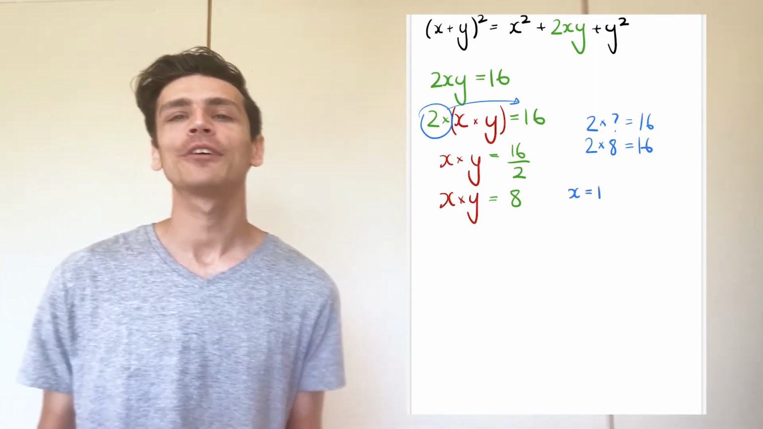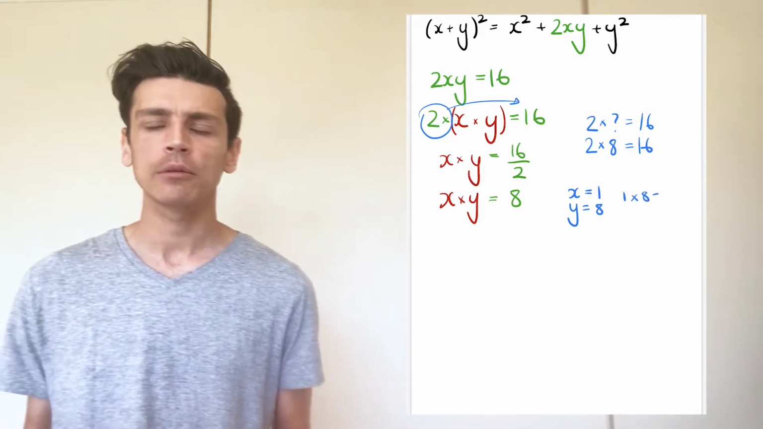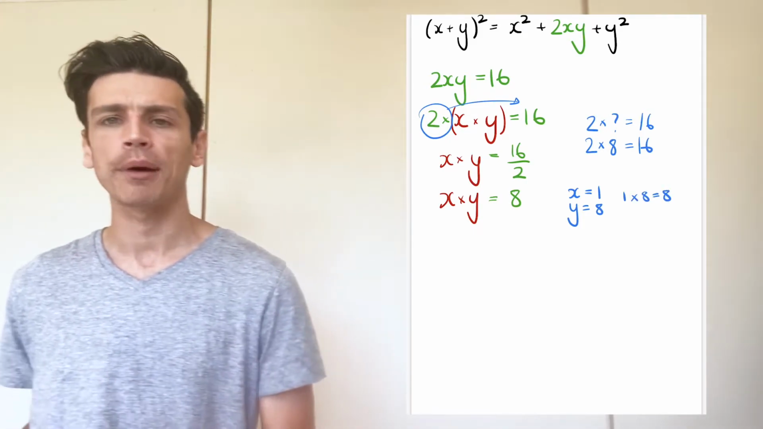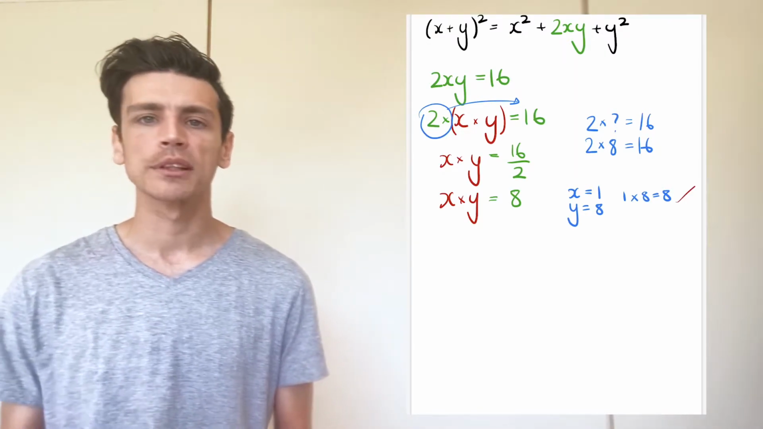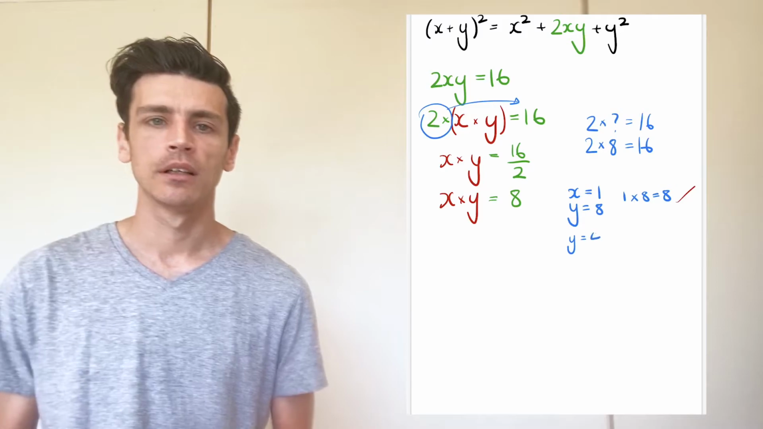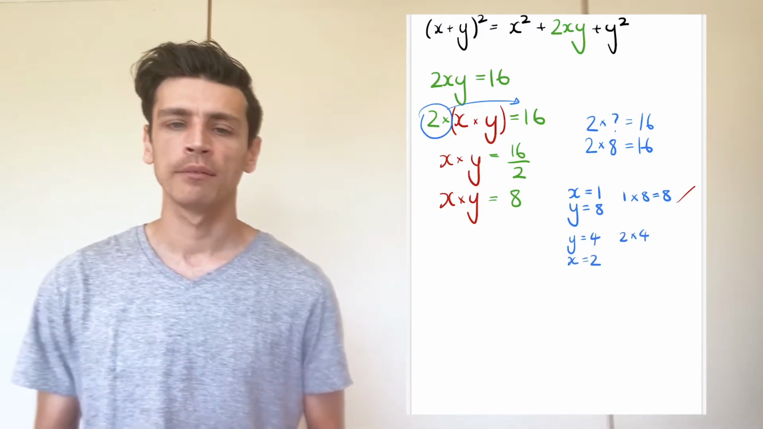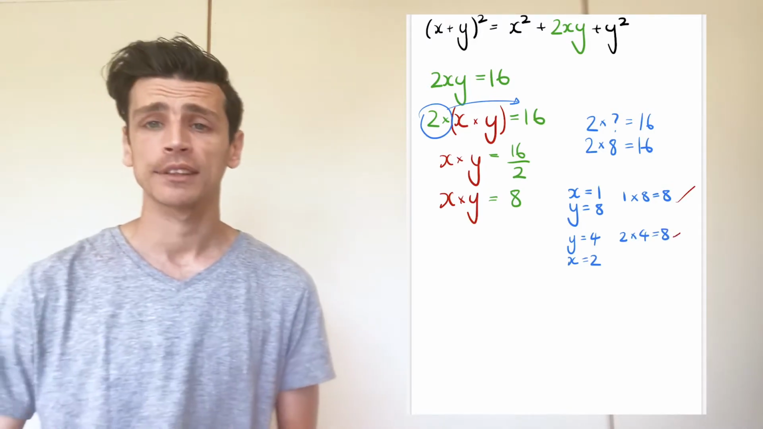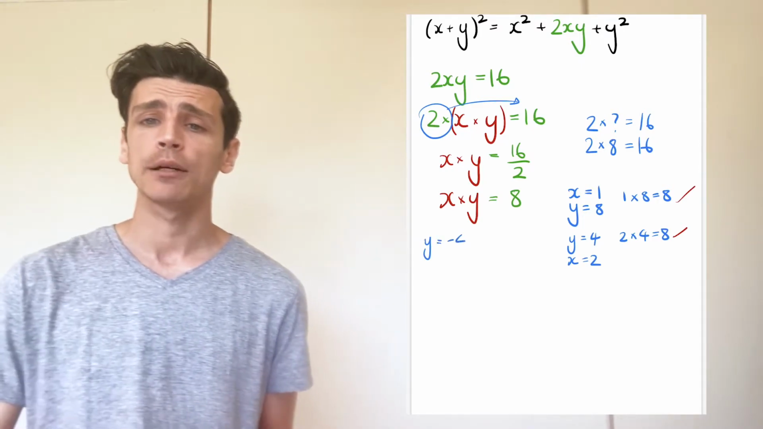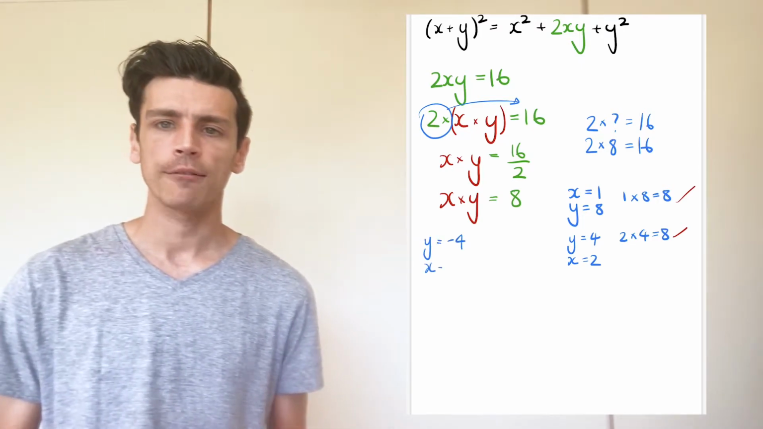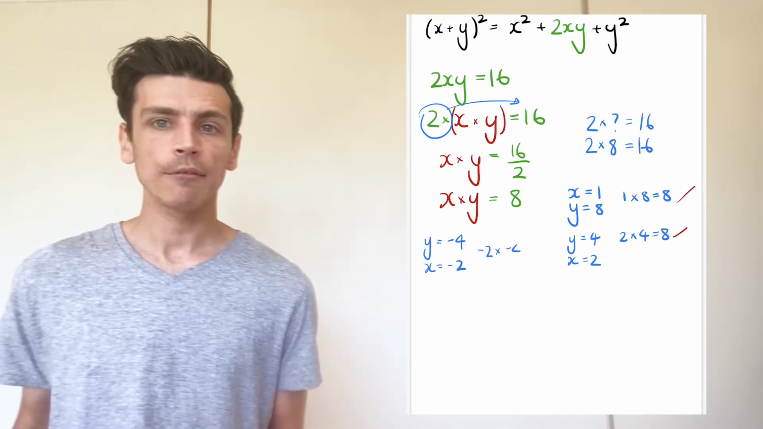So you could have, for example, when x equals 1, well, y equals 8. Well, 1 multiplied by 8 would give me 8. But what if y equals 4 and x equals 2? Well, 4 multiplied by 2, yeah, that also gives me 8. What about if I have negatives? Let's try negatives now. If I have y equals -4 and x equals -2, well, -4 multiplied by -2 would give me positive 8. So that's another solution.